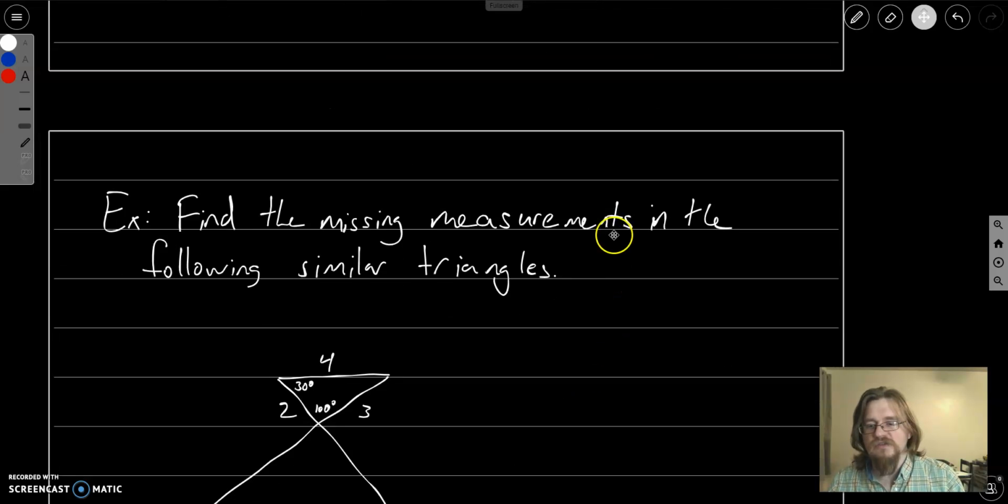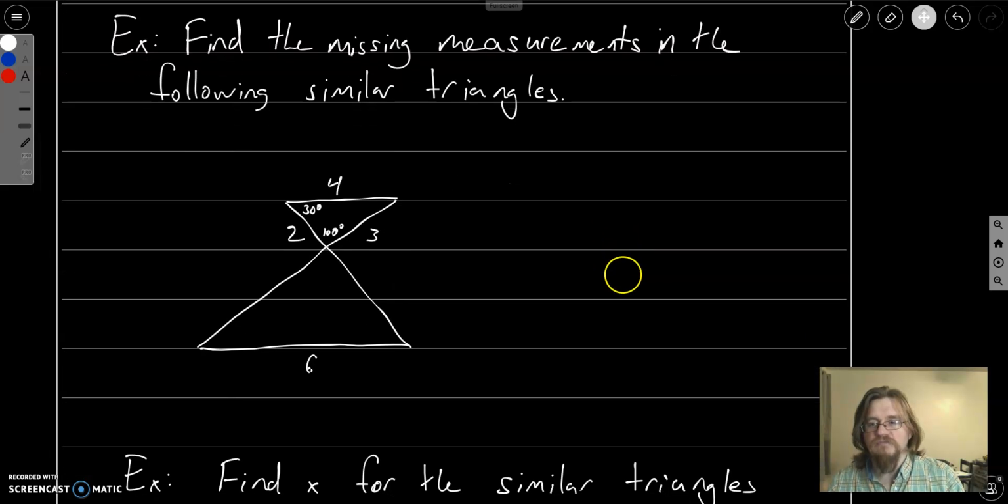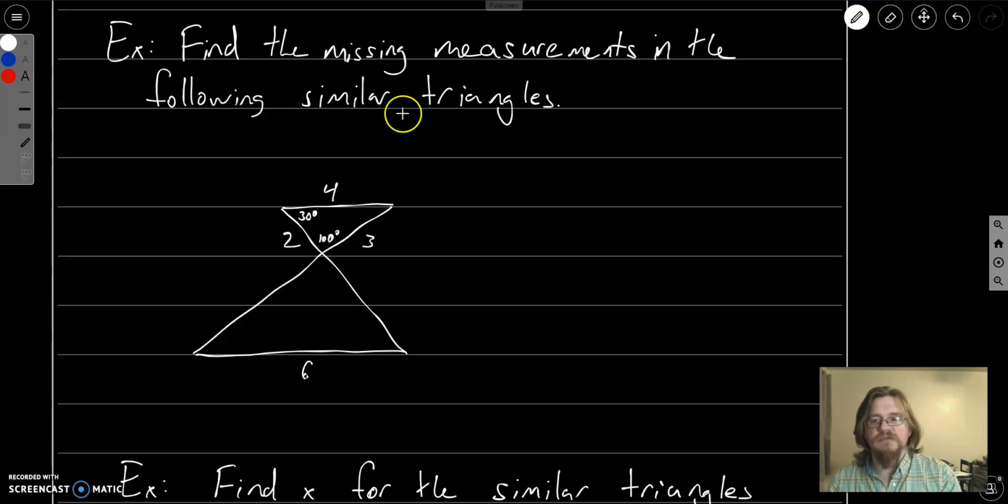So let's do an example here. Let's find the missing measurements in the following similar triangles. So in this example, we have, I also want to stress that these are 2 parallel lines, and then we have a line coming up, a line coming up there. So we have this triangle up on top, and then we have this triangle on the bottom. So these are going to be similar triangles. This is what we're told.